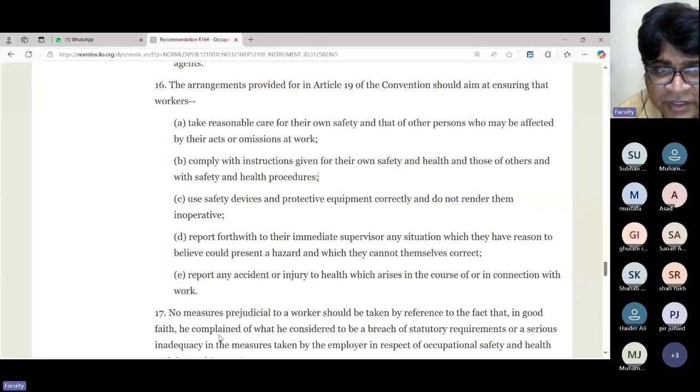The C point, what is it saying? Use safety devices and protective equipment correctly and do not render them inoperative. Can anybody tell me what that means? Why is that point written here? Use safety devices and protective equipment correctly and do not render them inoperative. What does that mean? C point.